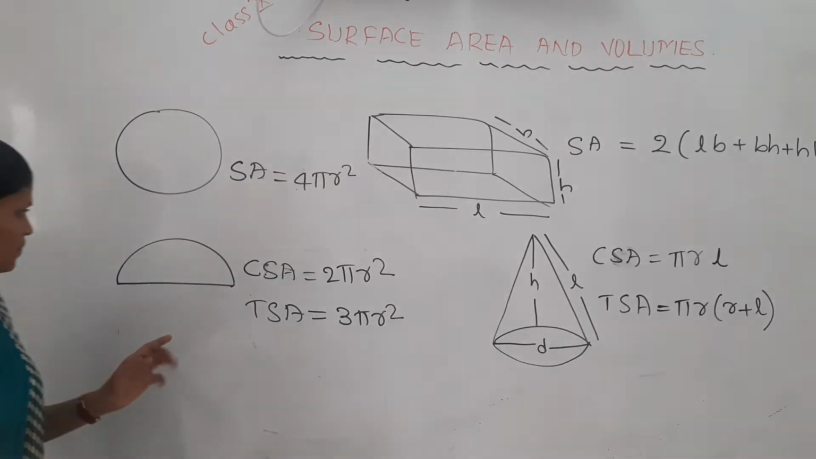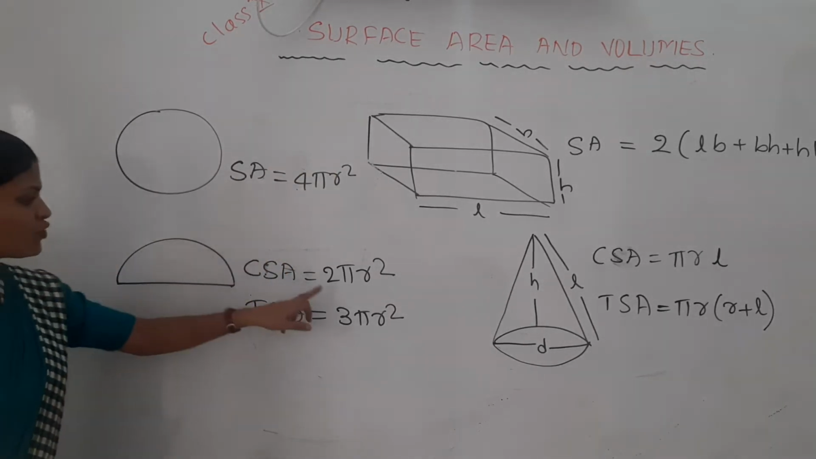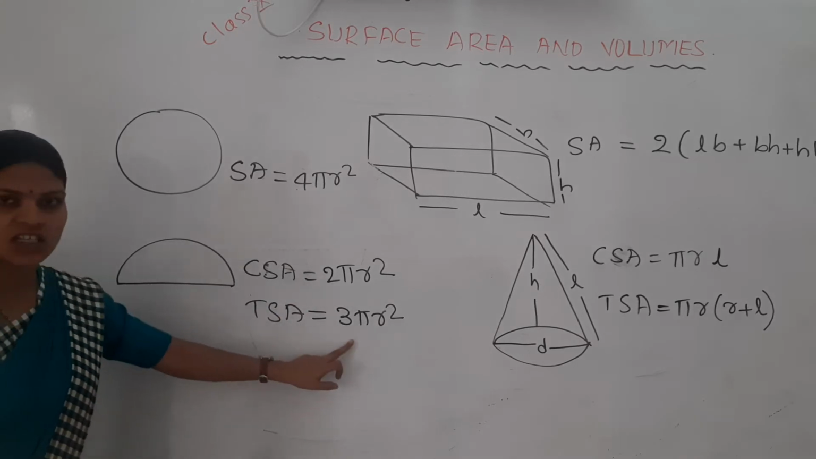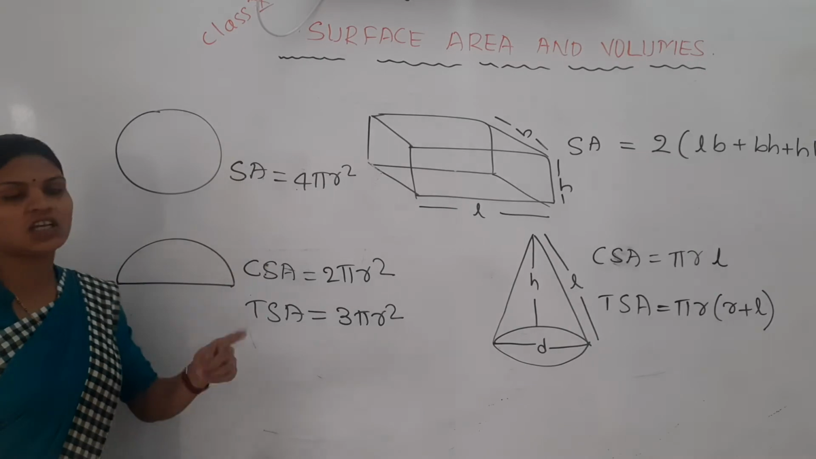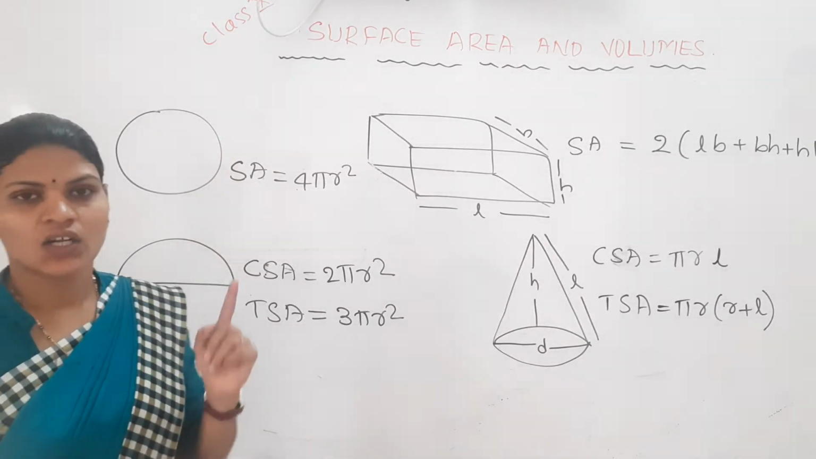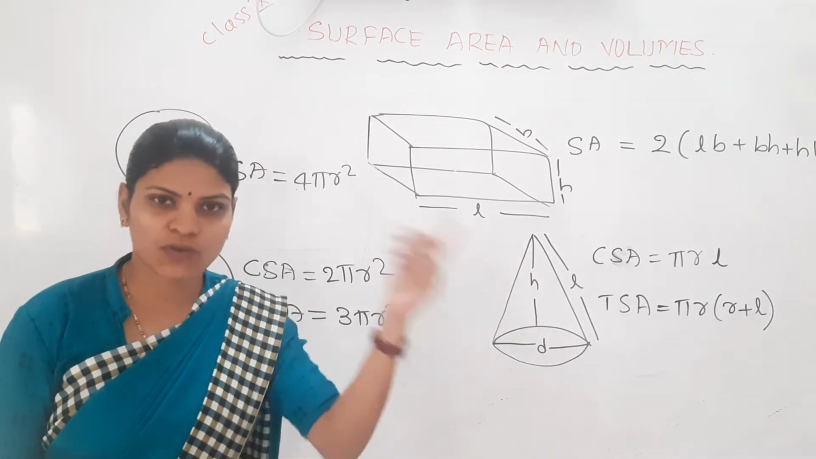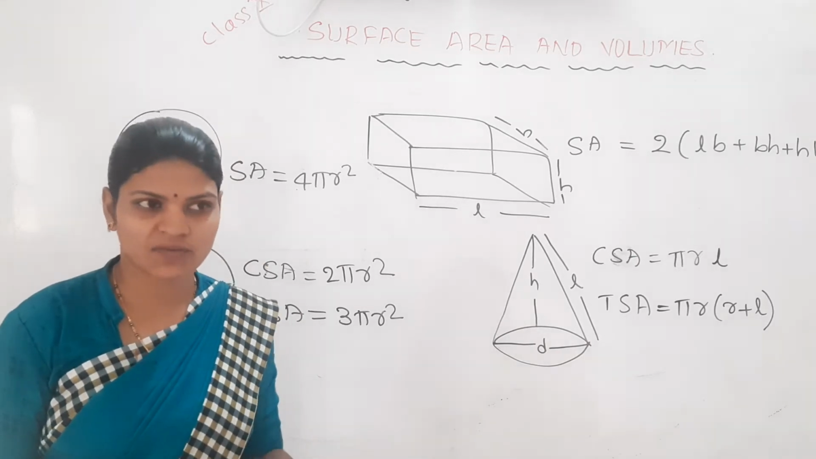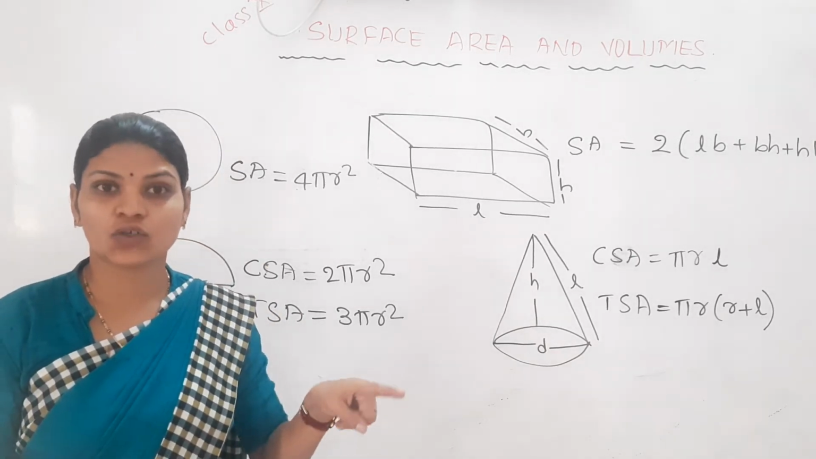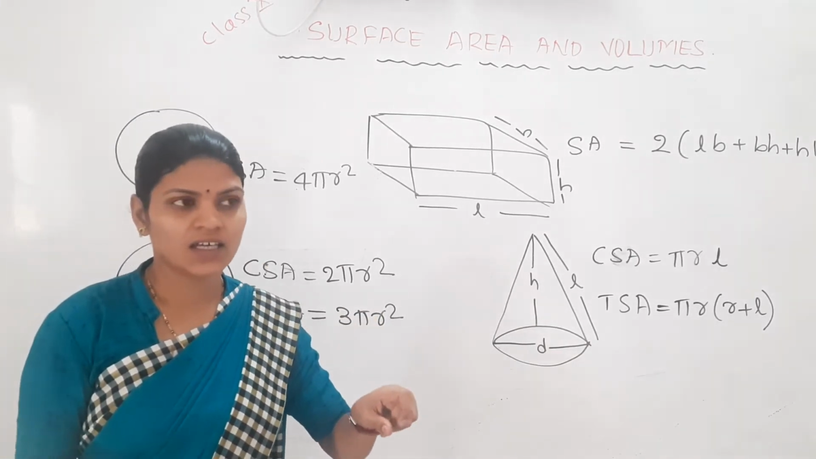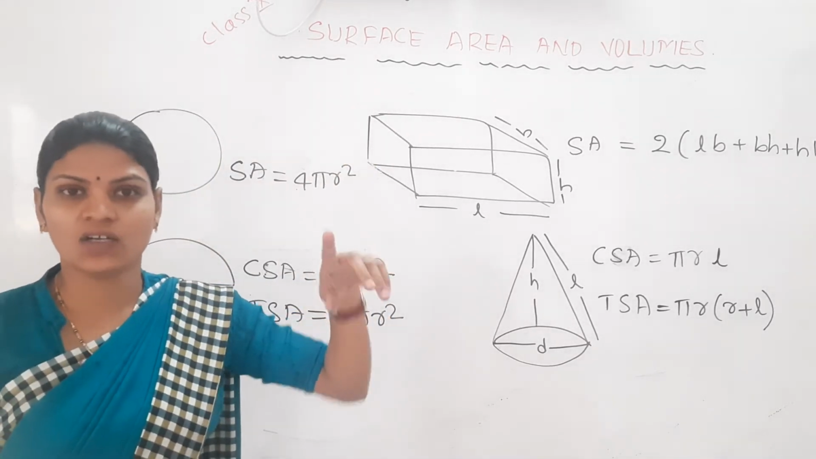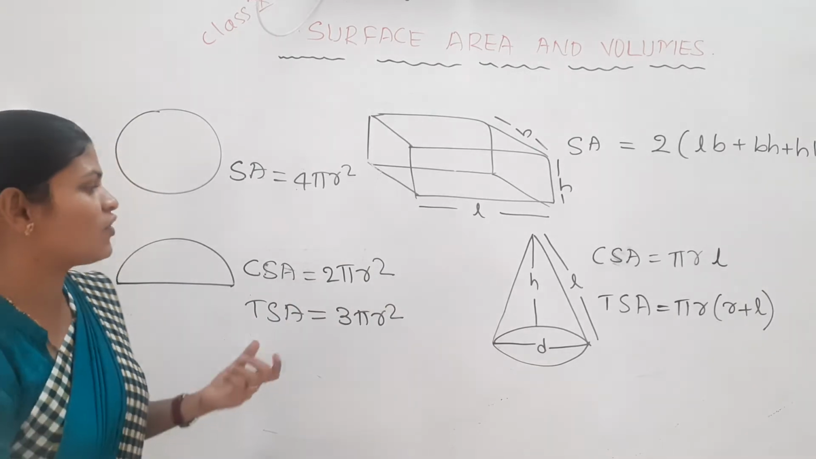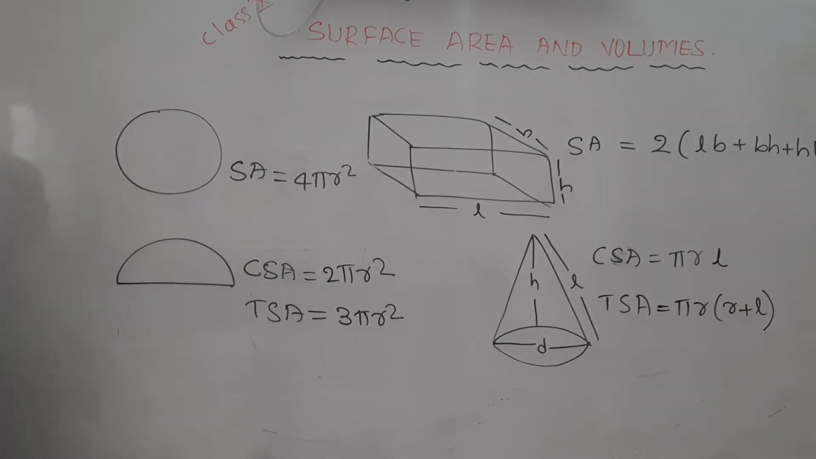Just remember: CSA of hemisphere is 2 pi r square, TSA of hemisphere is 3 pi r square, then the total sphere is 4 pi r square. 2, 3, 4. Remember like this. 2 means CSA of the half sphere, the hemisphere. 3 means TSA, total surface area, 3 pi r square. Then the complete sphere area is 4 pi r square. For remembering, it is a very easy formula.